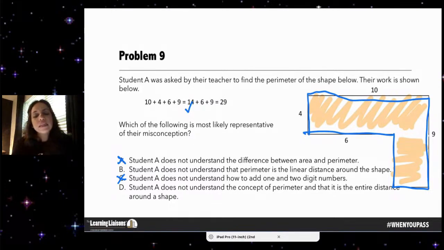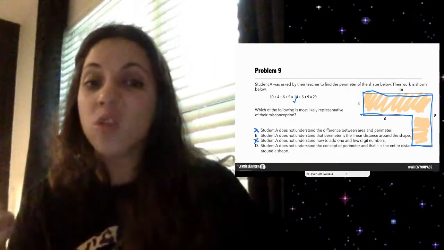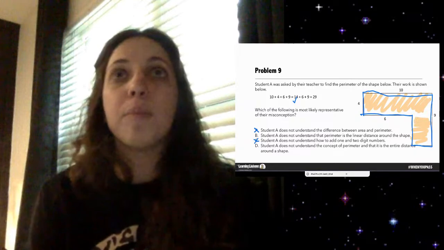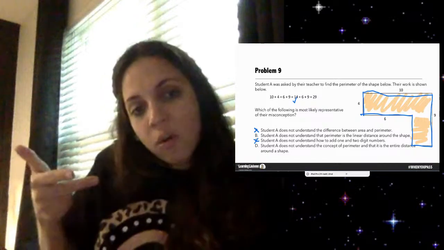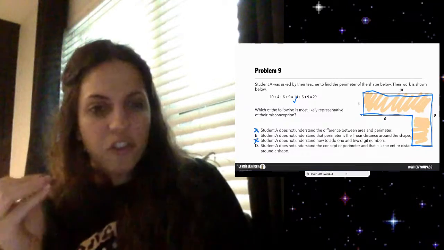The student doesn't understand that perimeter is the linear distance around a shape, or the student does not understand the concept of perimeter and that it is the entire distance around a shape. Those are two very similar answers. And I want to just pause right here and say, this is where people get into trouble, not only on the math test, but on professional ed and some of the other teaching pedagogy questions, because they will narrow it down to two very similar answers, and then we have to differentiate.